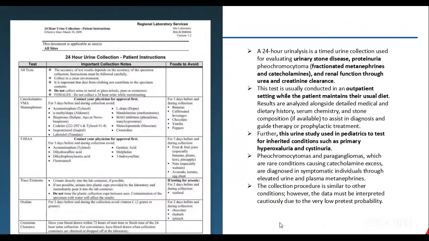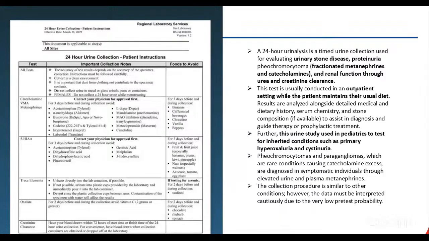So a 24-hour urine analysis, why is it done? Basically, it is usually used for evaluating urinary stone disorders, proteinuria, and pheochromocytomas, where it detects fractionated metanephrines and catecholamines, and renal function is assessed by 24-hour urea and creatinine clearance. It can be done on an outpatient basis.